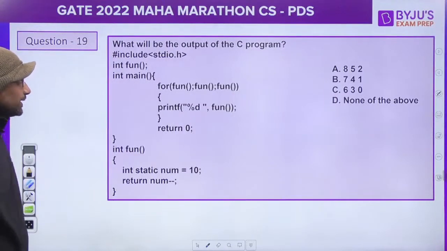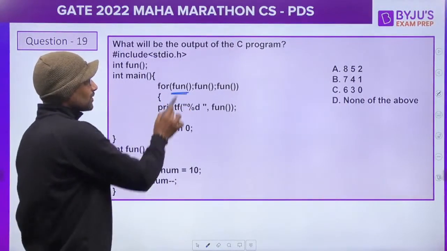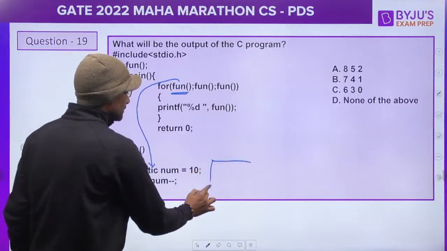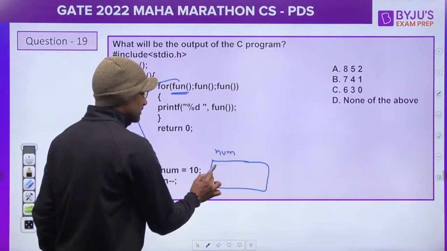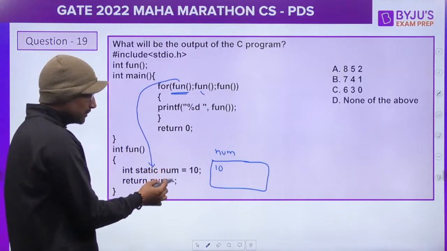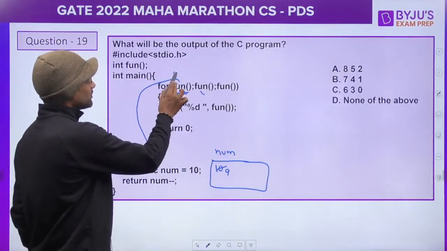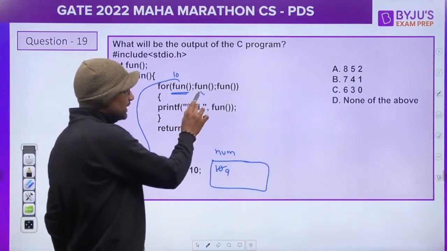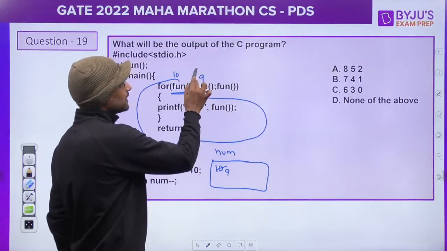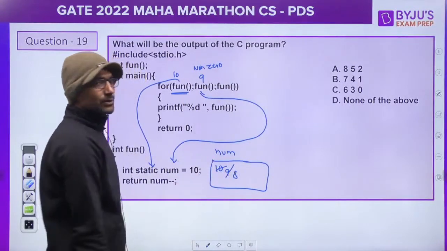All right. Let's see. For fun, num is equal to 10. Then fun returns num-- means it returns num, later it gets decremented to 9. Then again fun returns num, 9. 9 means non-zero, true, later it gets decremented to 8.